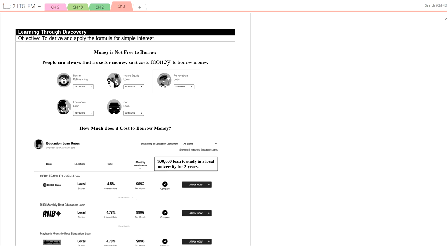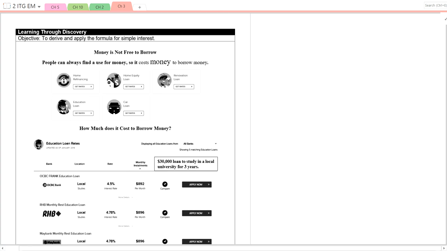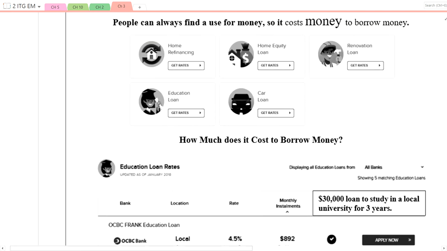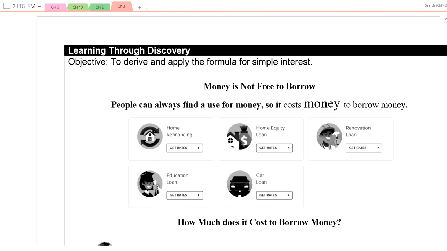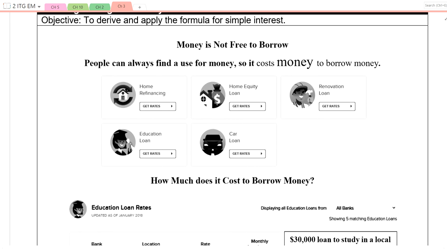Okay, over here we have some of the interest rates of banks. Banks lend money, but there is a catch. They will charge you interest. So eventually you will have to pay back the amount that you borrowed plus more.